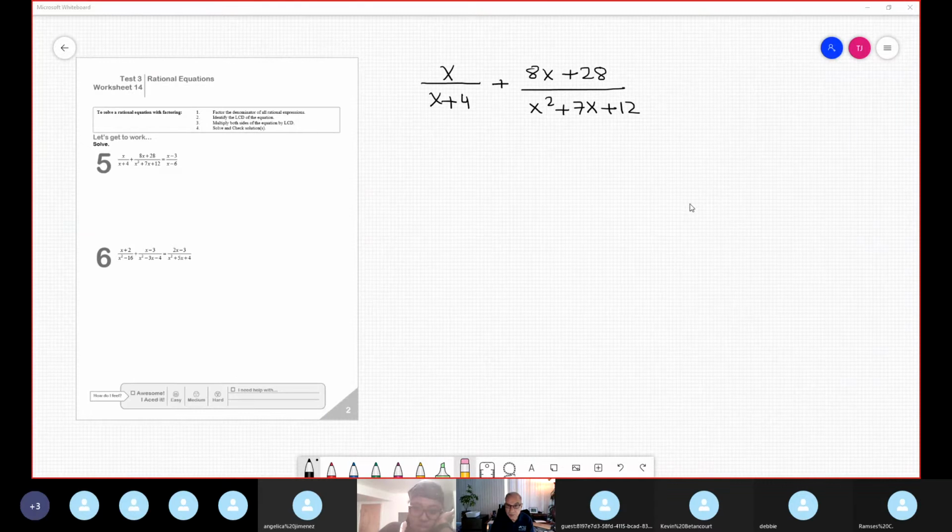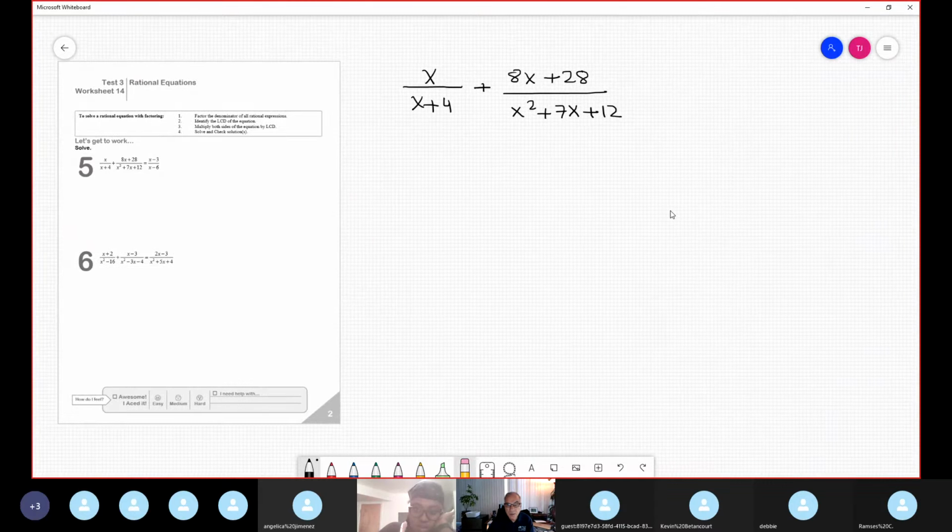Okay, equal x minus 3 over x minus 6. Wow, this is complicated, right? So what should I do first? Well, factorization. Factorization of any expression in the bottom.